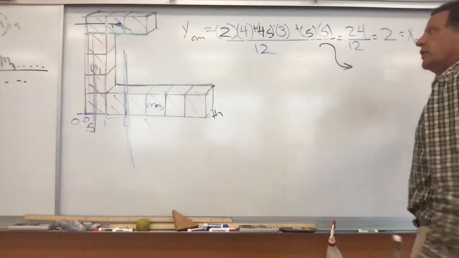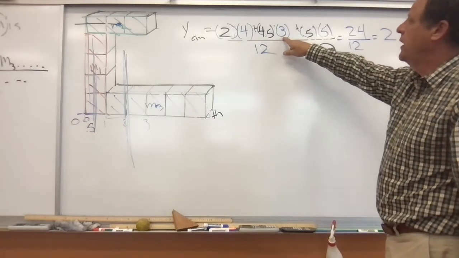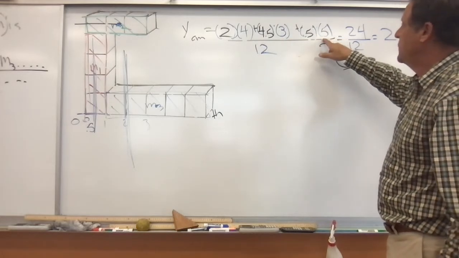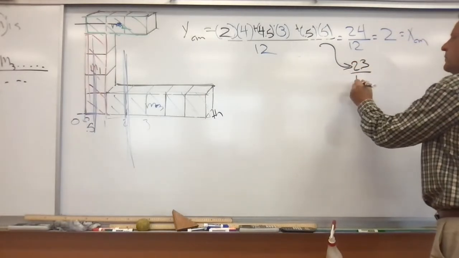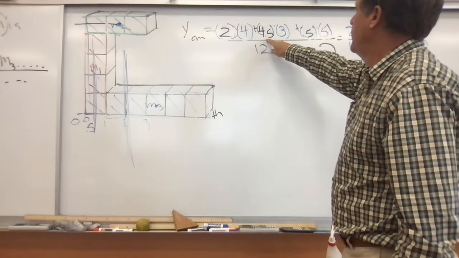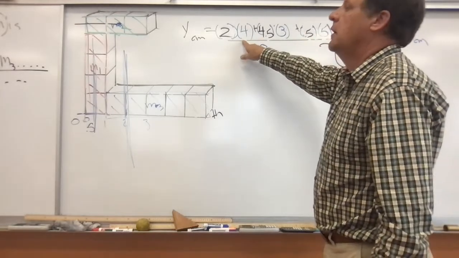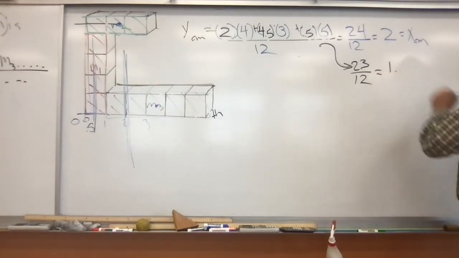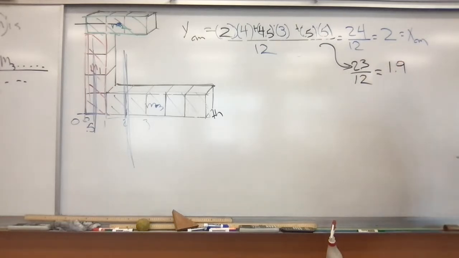So now we can redo our calculations. We're going to have 2 times 4 is 8. 4.5 times 3 is 13.5, plus 2.5 is 15, and 8 is 23. 23 divided by 12. That's 13.5 plus 2.5 is 15, plus 8 is 23. 23 divided by 12 is going to be 1.875, and we're going to call that 1.9.